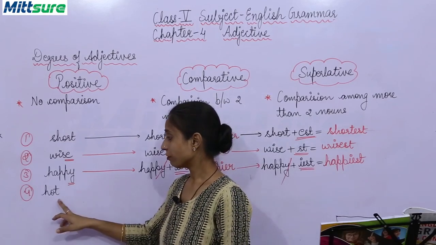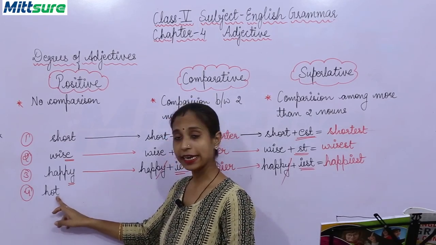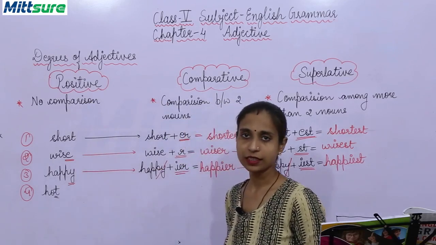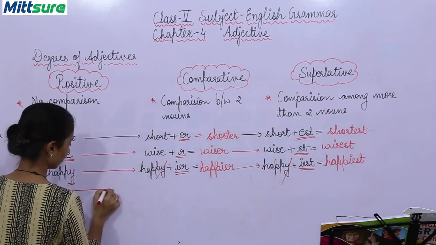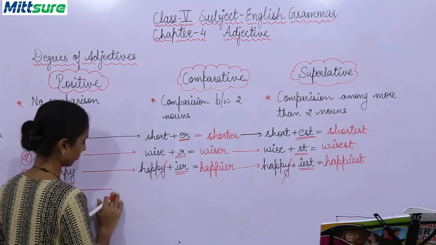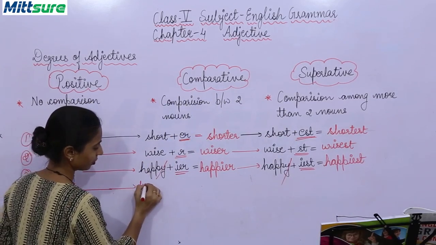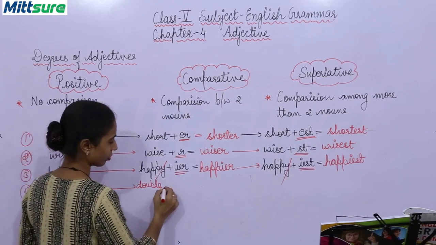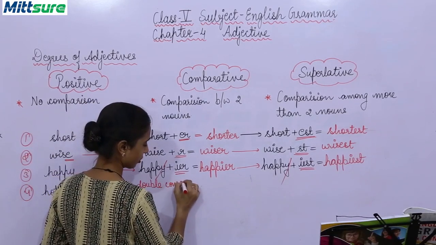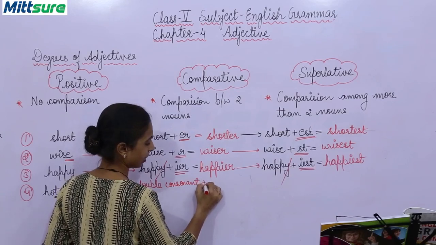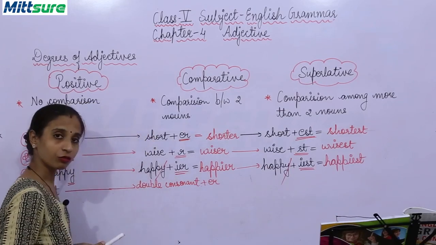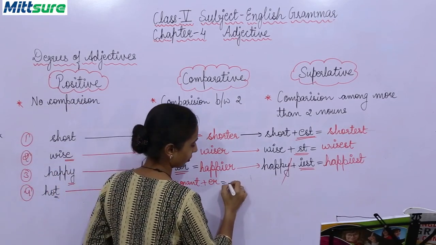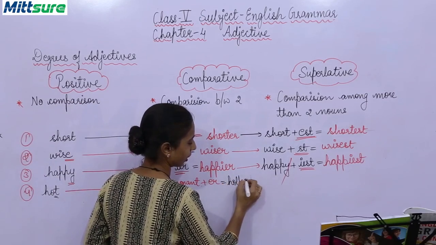So what are we going to do? We are going to double the ending consonant, and add ER. What are we going to get? Hotter, double T, ER.